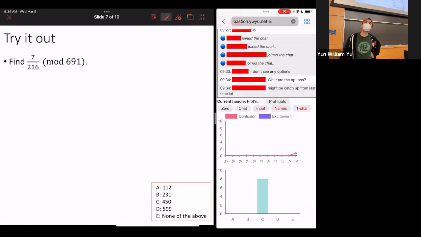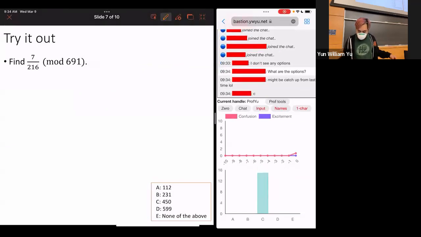Oh, yeah. Oh, I guess C was the answer last time. Yeah, so it probably is just catch up from last time. Okay, well, anyway, maybe the answer is C, but let's see. What is the answer this time, though? Well, let's solve it together.